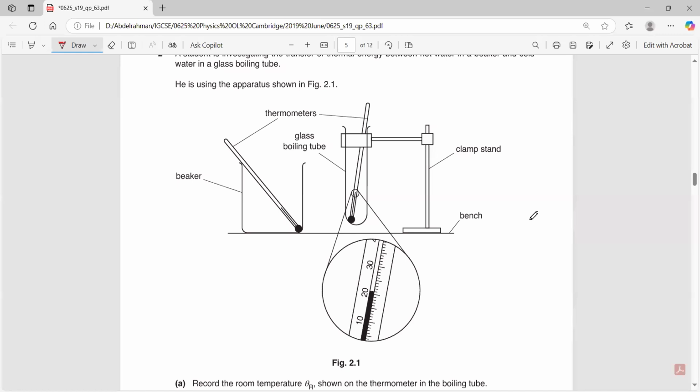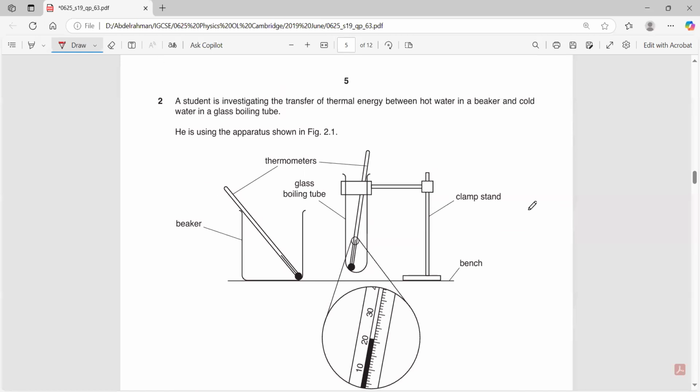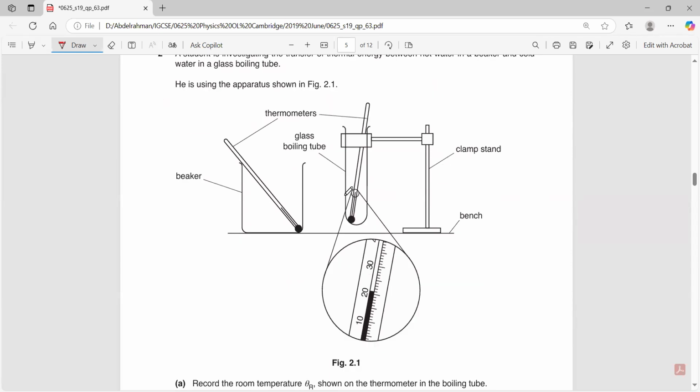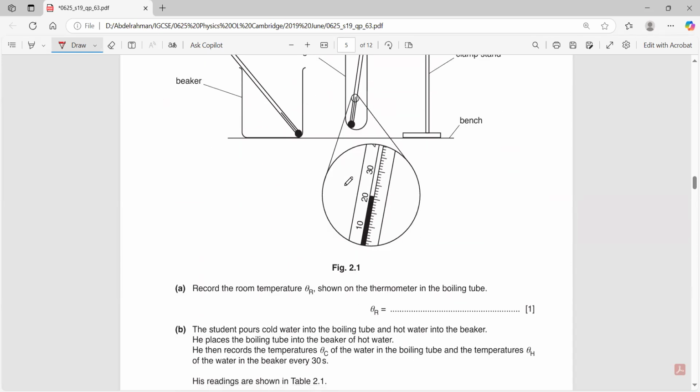Now, a student is investigating the transfer of thermal energy between hot water in a beaker and cold water in a glass boiling tube. What are you doing? You are transferring energy from the hot water in a beaker to the cold water inside this test tube. Can I record the room temperature theta R? Yes, I can record the room temperature theta R, which is 21 degrees Celsius.